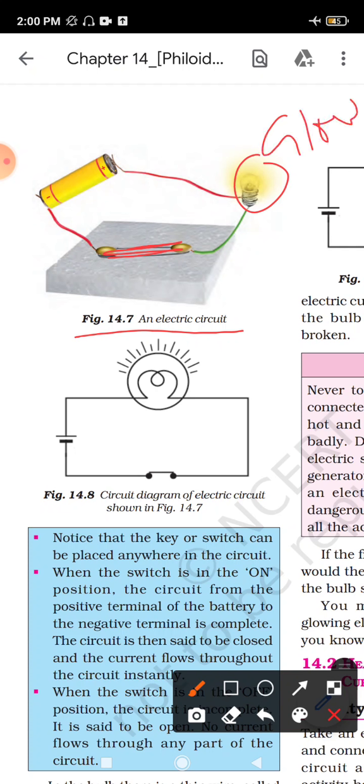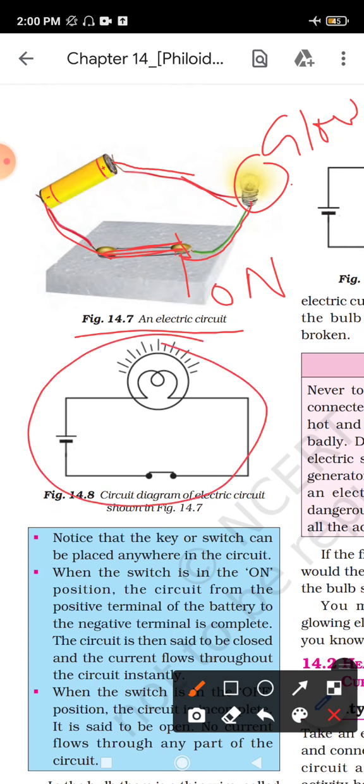So from one end of the switch the wire is coming to the negative terminal, and from the positive terminal the wire is going towards the bulb. And from the other end of the switch the wire is going to this side of the bulb. Now if the switch is in the on position, the bulb will glow and the circuit will be represented like this.